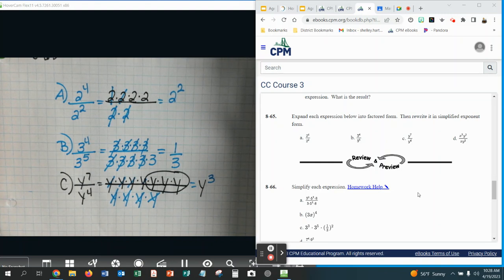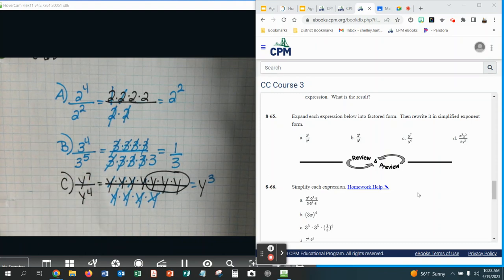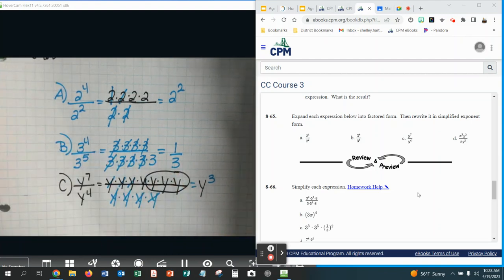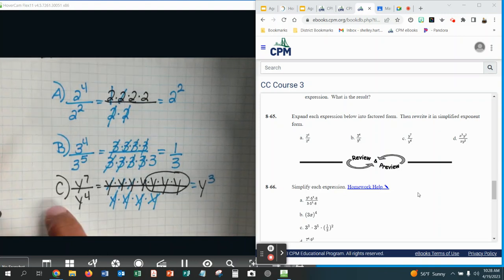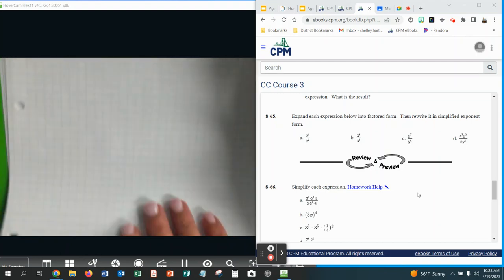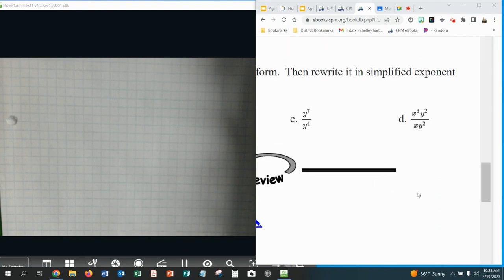All right. Ready for one last one? The last one is a little complicated, but it's not crazy complicated, right? So we've got D.